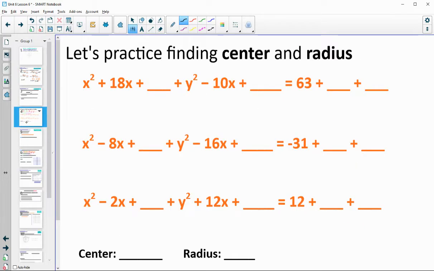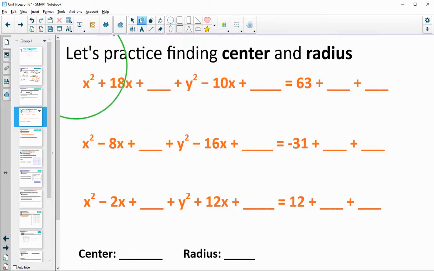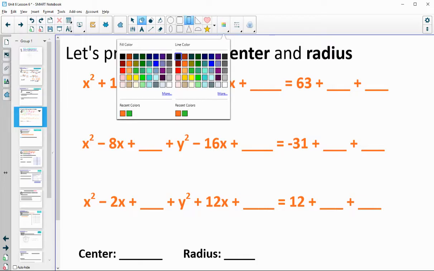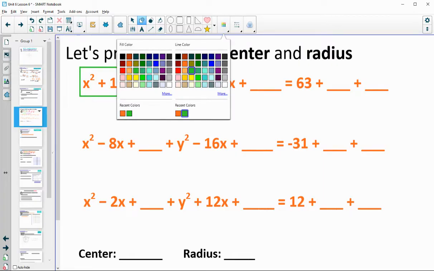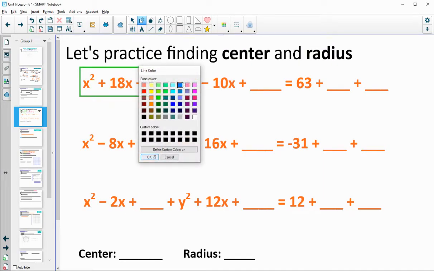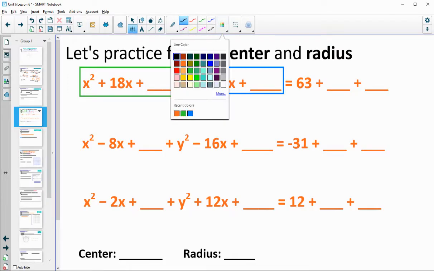So let's practice a little bit finding the center and the radius of a circle. If you notice, you see what we did on the last screen. You see two pieces here. We see this X part, and then you also see this Y part. So let's do what we did here and fill in the blank that would make this green part a perfect square trinomial and this blue part a perfect square trinomial.